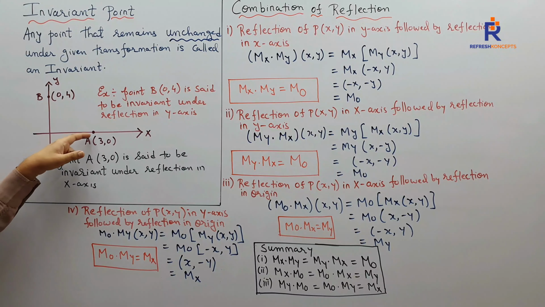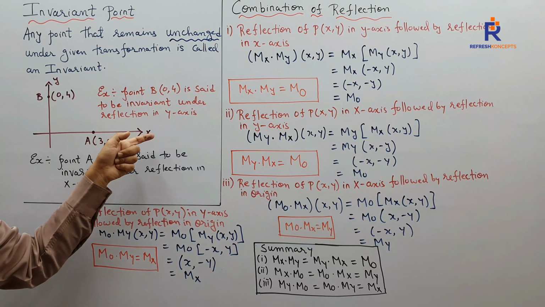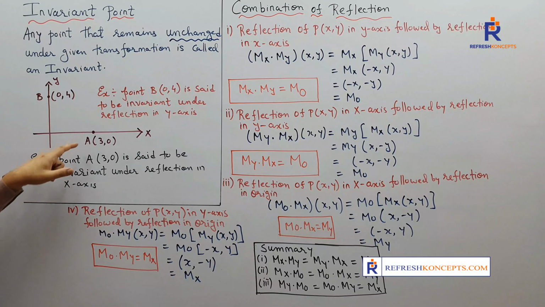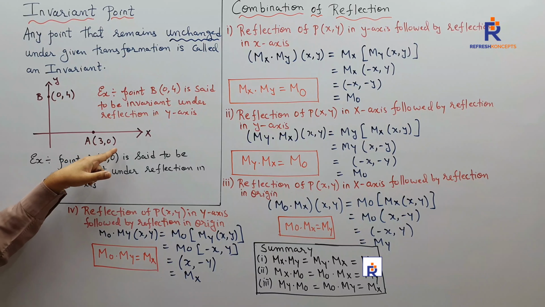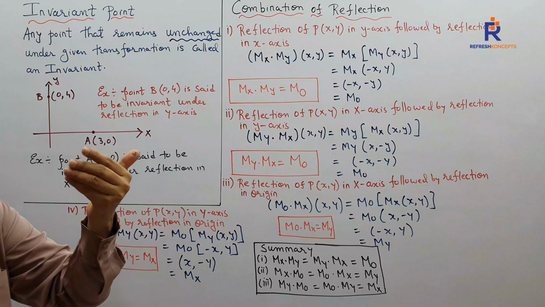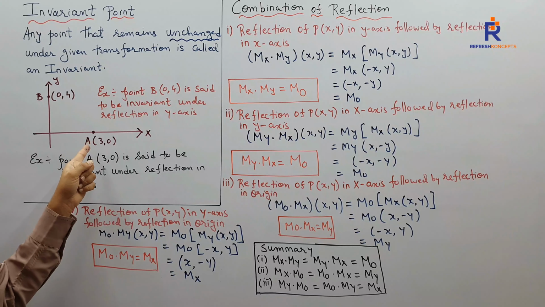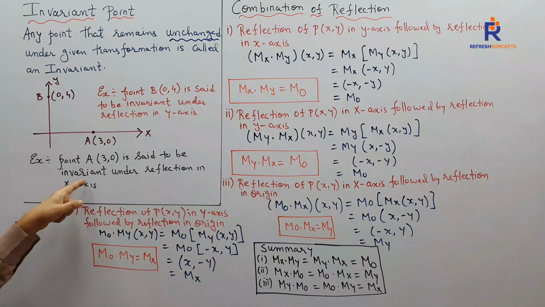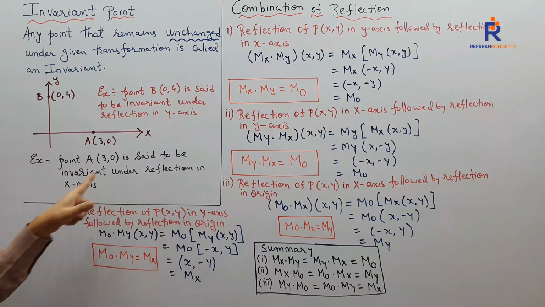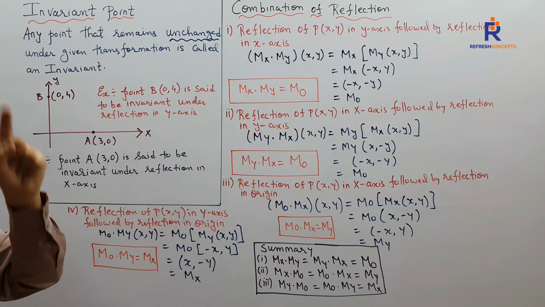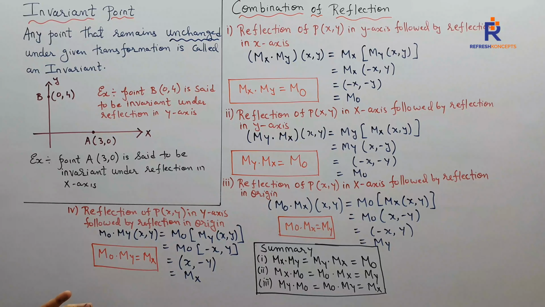Now what I'm saying is that point A lies on x-axis and I am reflecting point A along x-axis only. Do you think the coordinates of point A will change? Answer is no. If we say the reflection is A dash, then point A and point A dash are going to be the same. So point A (3, 0) is said to be an invariant point under the reflection in x-axis. If I take reflection of this particular point along x-axis, the reflection will be the same point itself. Such points are termed as invariant points.